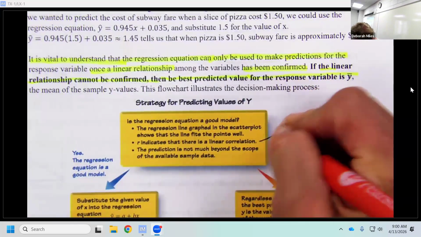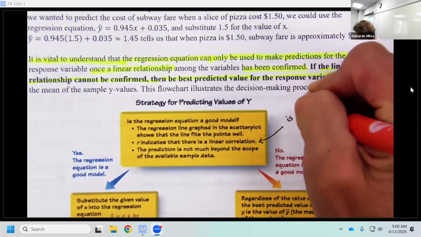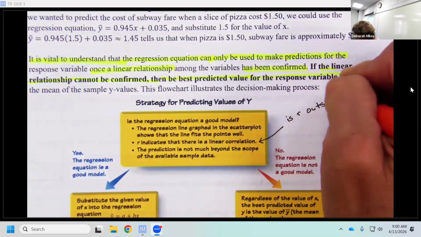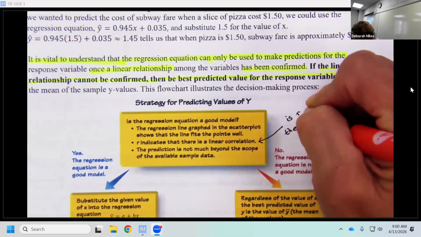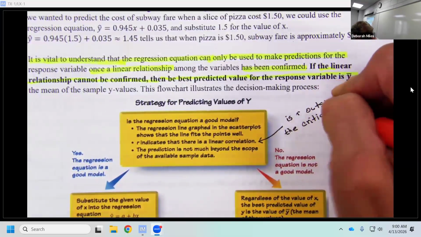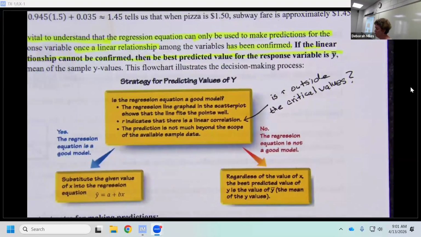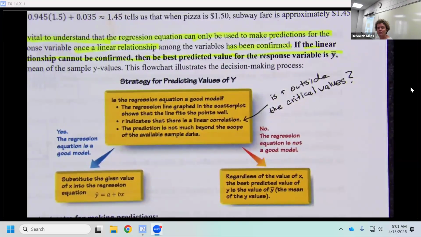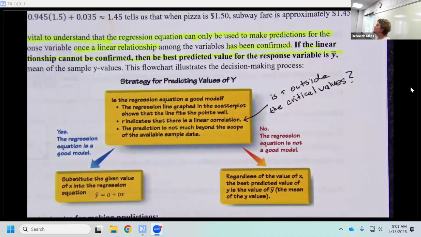And remember, that's going to be, is R outside the critical values? And then the third question is, what you're asking me to make a prediction for, is it within the scope of the other data?